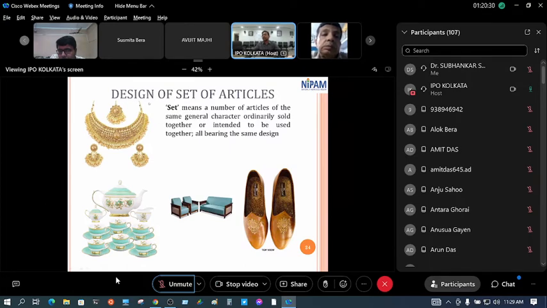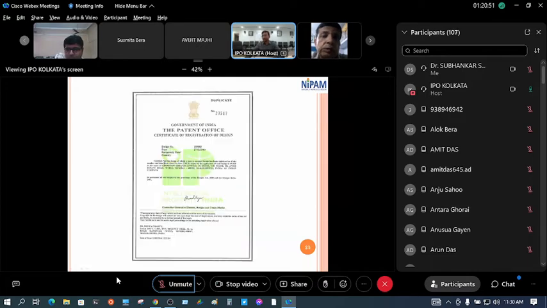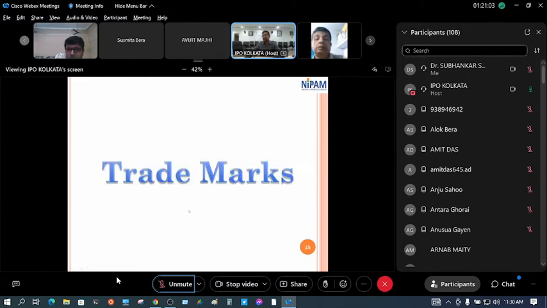Design for a set of articles can also be granted. Here, set means the number of articles of the same general character, only sold together or intended to be used together, all bearing the same designs, like this pair of shoes, this sofa set, tea set, and this jewelry set. This set of articles also can be granted design. This is the certificate of design. When you register for a design of a product, you will get this type of certificate. So this was all about design.